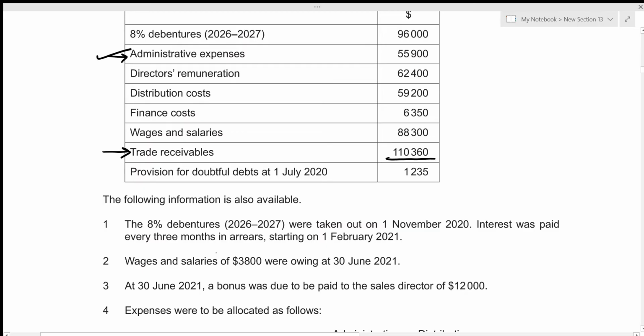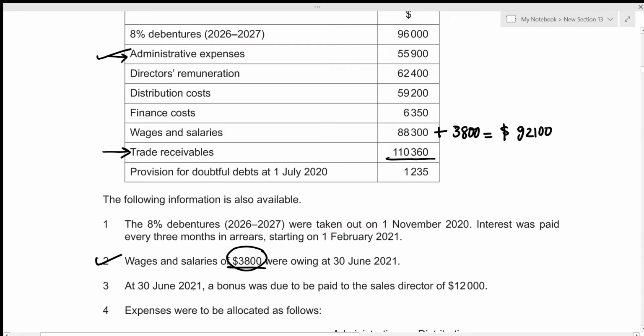Then we have wages and salaries outstanding. Let's just adjust this amount. So we have the wages and salaries balance to be 88,300, and if we are owing that amount, it means that this particular amount of 3,800 relates to this particular year. So this is an expense of this particular year, which means that we need to actually record it in our income statement. So let's just add it to the wages and salaries. That's 88,300 plus 3,800, which gives the total wages and salaries to be 92,100. We're done with this information.